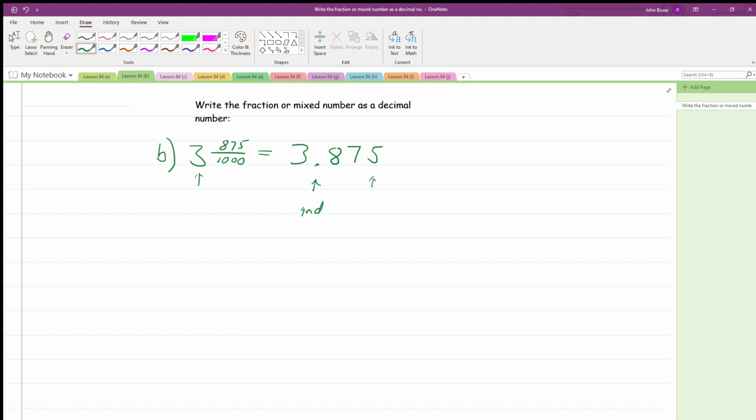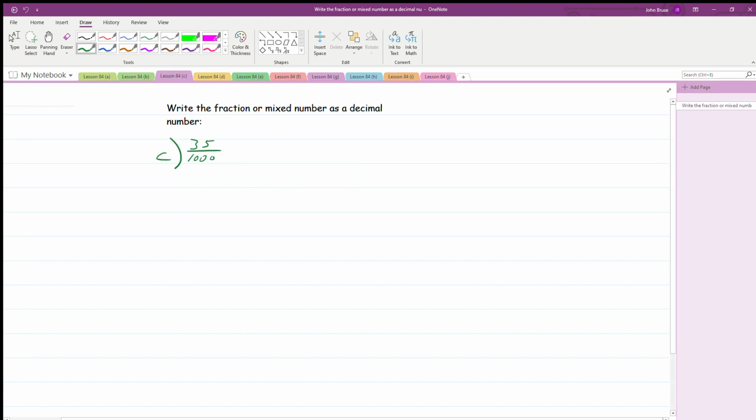Okay, let's go ahead and go to C. C has no whole number, so we're going to start with 0 and then put our decimal. And it says 35 thousandths.